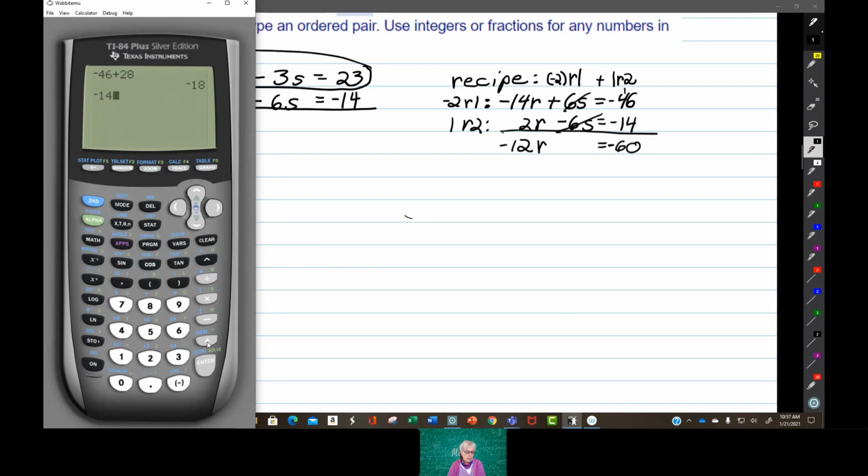-14 plus -46. Enter. That's -60. Or if you wanted to say -46 minus 14, that would give you the same answer. So you have some choices.